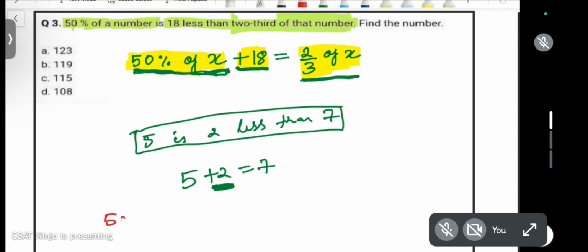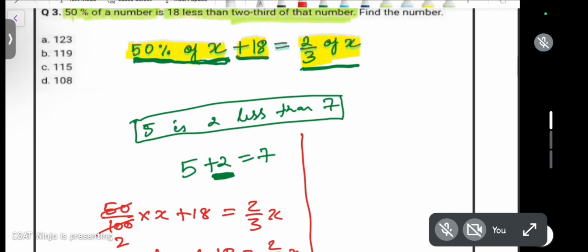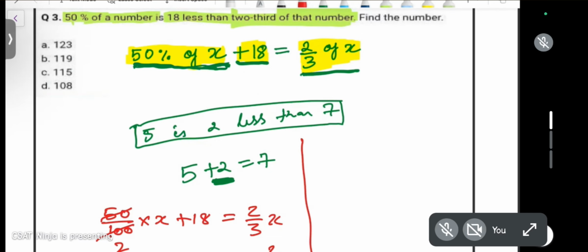50% means 50 divided by 100 into x plus 18 is equal to 2 by 3 of x. So let me simplify this one. 50%, 5 ones are 5, 5 twos are 10, that means I have 1 by 2x plus 18 is equal to 2 by 3x. So which means this can be formed as 18 is equal to, I'll transfer this 1 by 2x to the other side, 2 by 3x minus 1 by 2x.